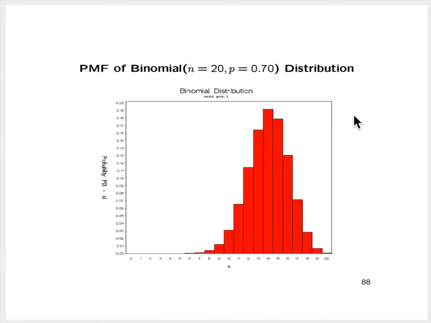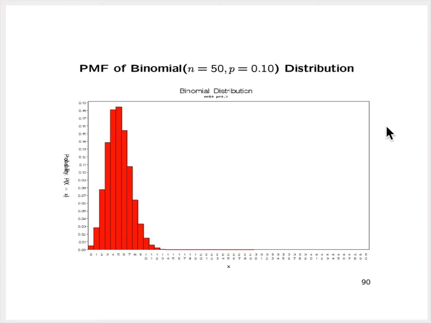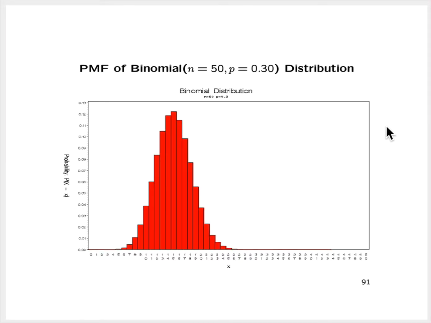Here we have p equal to 0.7. It is skewed to the left. And then p equal to 0.9, it's even more skewed to the left. Now let's increase the sample size to 50. Okay, and we see that it is indeed skewed to the right. Here p is equal to 0.1. Now let's increase it to 0.3.